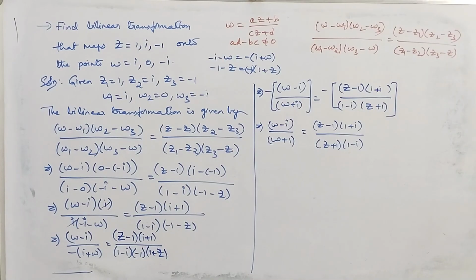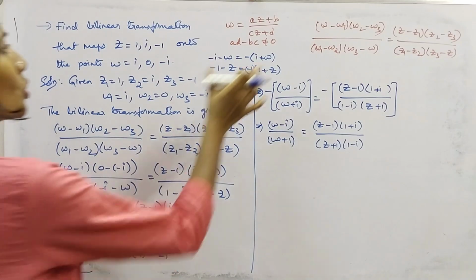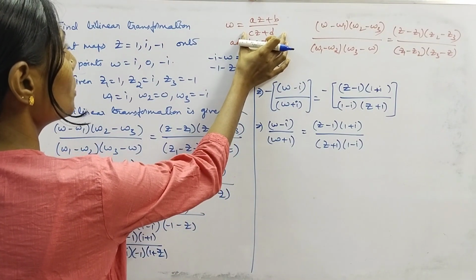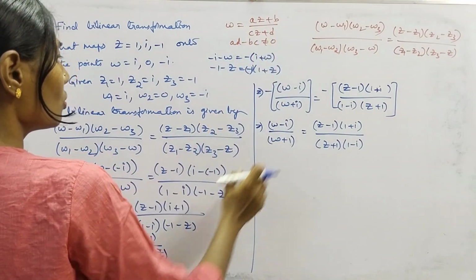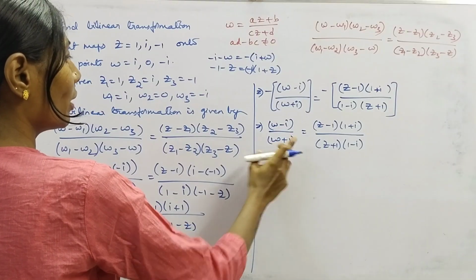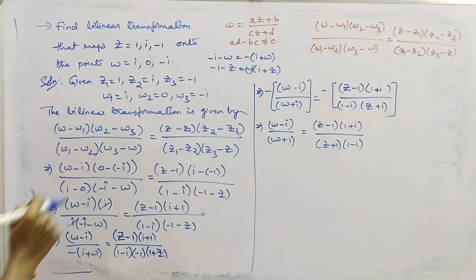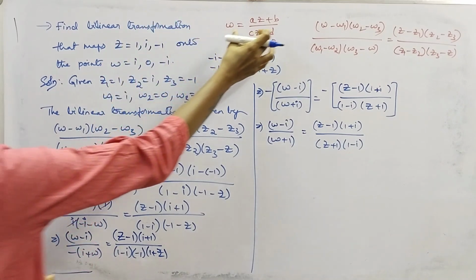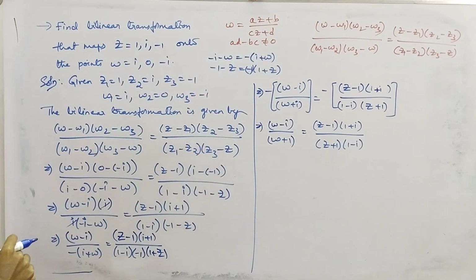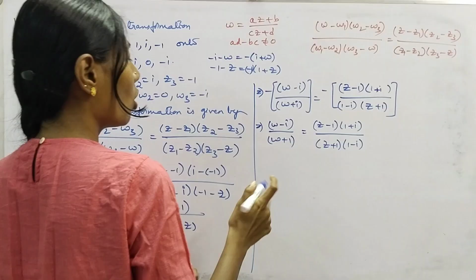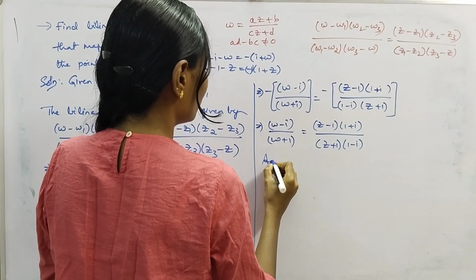Now, we need to find the bilinear transformation, which is of the form omega equal to az plus b by cz plus d. So here we have omega minus i by omega plus i. So it's hard to find omega, just a single omega equal to this fraction, right? So what we'll do is we'll just apply the componendo dividendo rule.